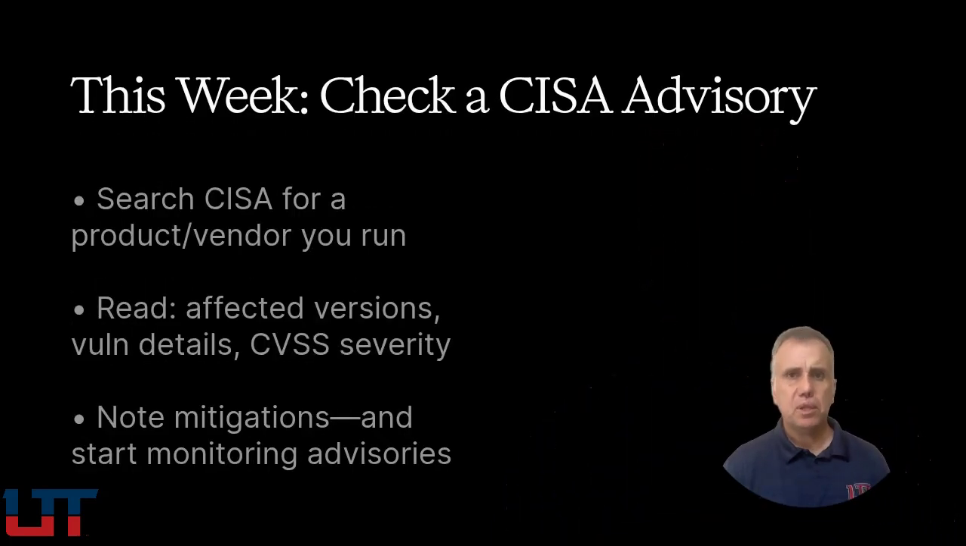Third, look up one CISA advisory for a product you operate. Go to their website, search for a vendor name you recognize, read the advisory, and get familiar with the format: the affected product, the vulnerability description, the severity score, the recommended mitigation. This is the information source that tells you when your equipment has a known security problem, and the only way to act on it is to be monitoring it.